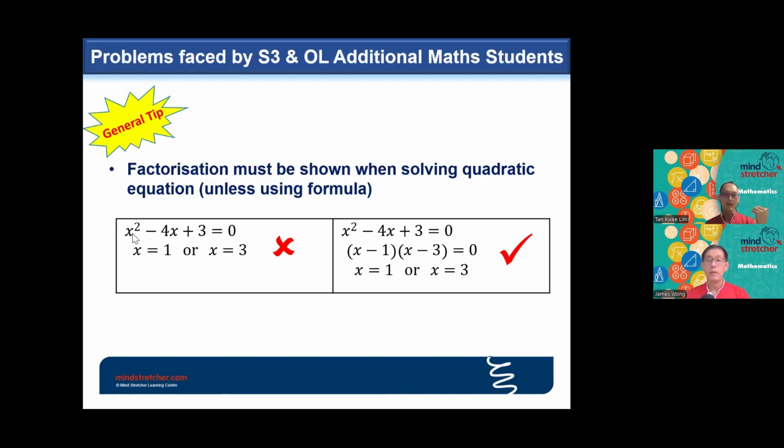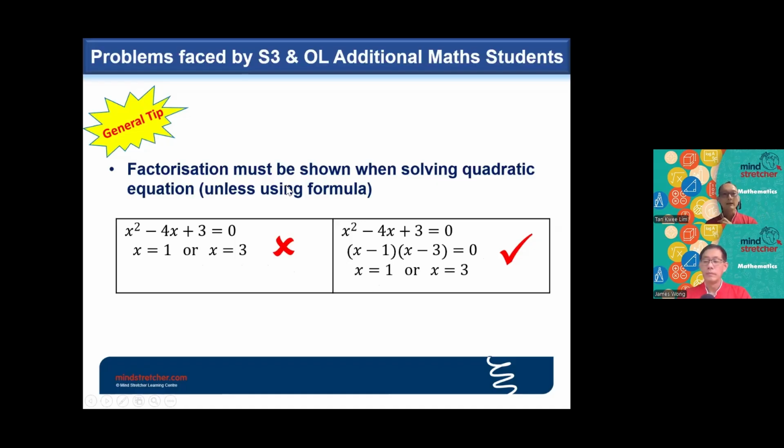Then they will get to the part where they have the factorized form. They will need to show this factorized form, which is the bracket x minus 1, bracket x minus 3 equals to 0, first, before they get to the final answer, which is x equals 1 or x equals 3. Because this step here is critical. They will need to show that, because in many cases students tend to skip this step.